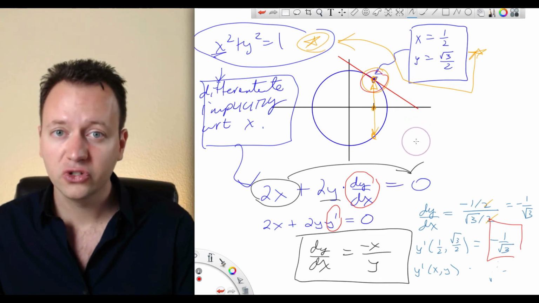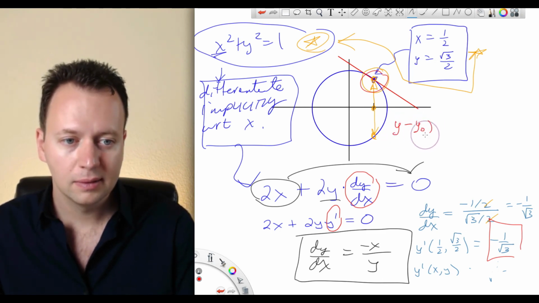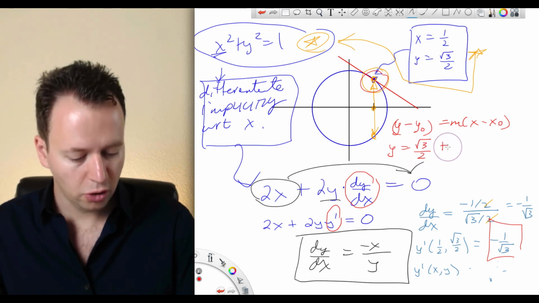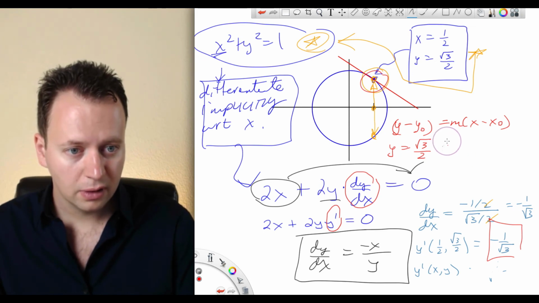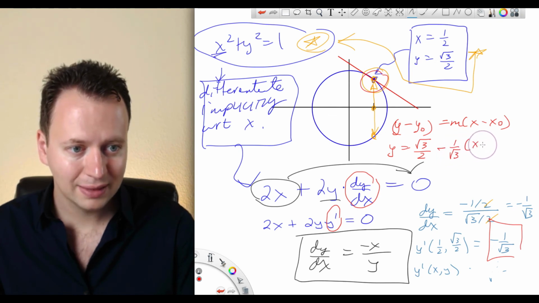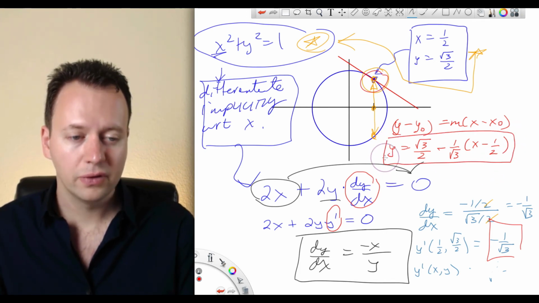Well, the point slope formula can be used. y minus y naught is equal to slope times x minus x naught. So here y is going to equal y naught, which was root 3 over 2, plus the slope, which is negative, so minus 1 over root 3 times x minus x naught, like that. So there's the equation of the tangent line.